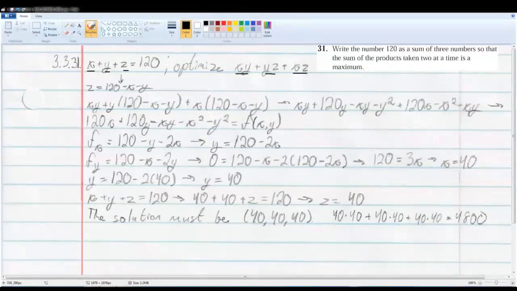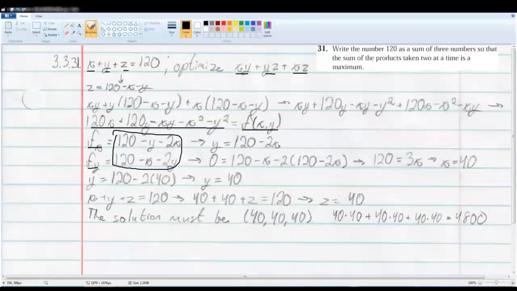So that's what I did, and I got this function right here, and I basically just called that f of x, y. And in order to find the maximum of this function, I need to find a critical point. So I took the partial derivative with respect to x and to y, and I had essentially a system of equations, which is right here.